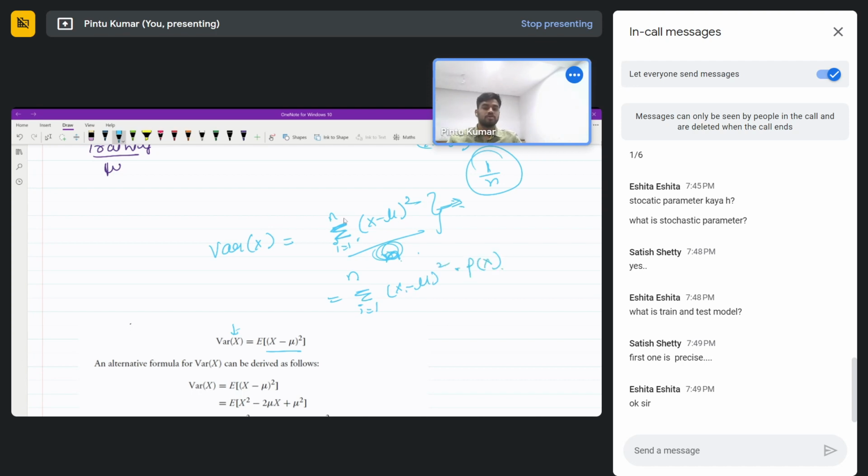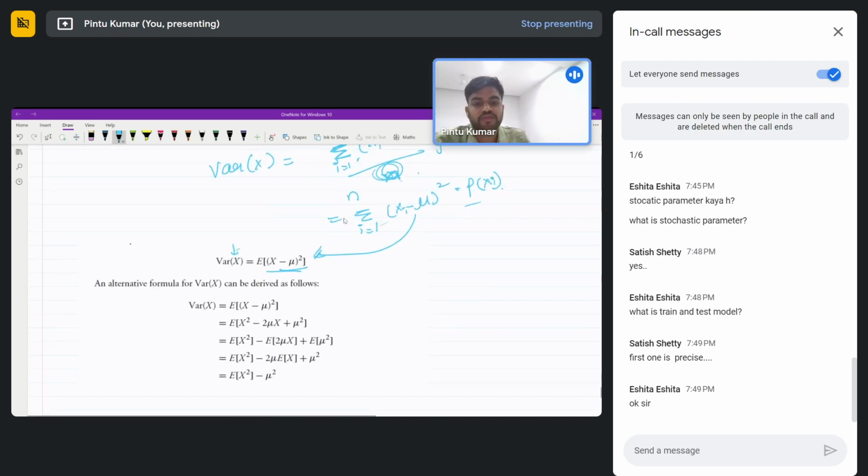Okay. So xi over here, right? This is what we can do, right? So this is what is defined as expectation of x minus mu whole square. So variance of x is defined as expectation of x minus mu whole square, which is nothing but summation of 1 to n of x minus mu square into probability of x.